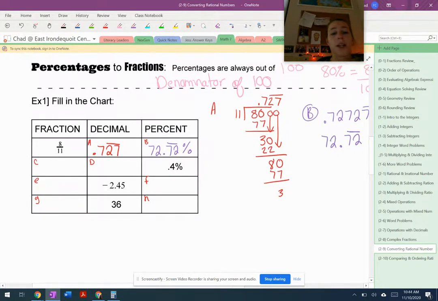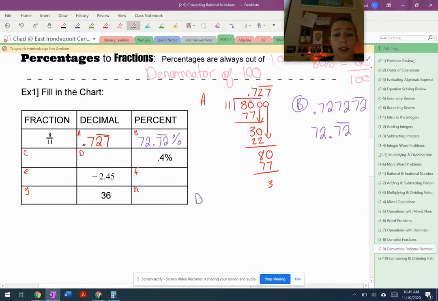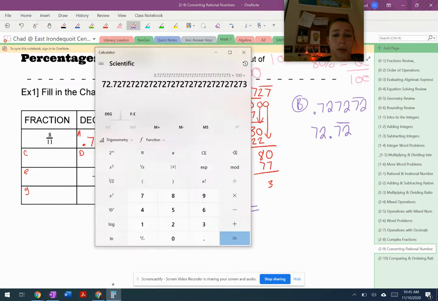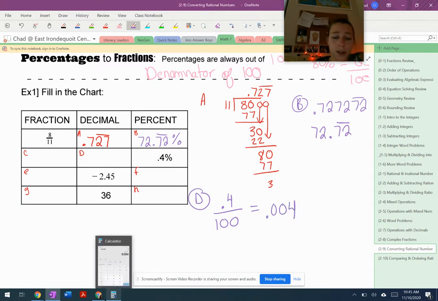Okay, in the second row, we are starting off with a percent, and we want to convert that into a decimal and into a fraction. A percent to a decimal, I need to divide by 100. So to get D, I'm taking that 0.4% and dividing that by 100. So go into my handy dandy calculator. 0.4 divided by 100 is going to give me 0.004, four thousandths.